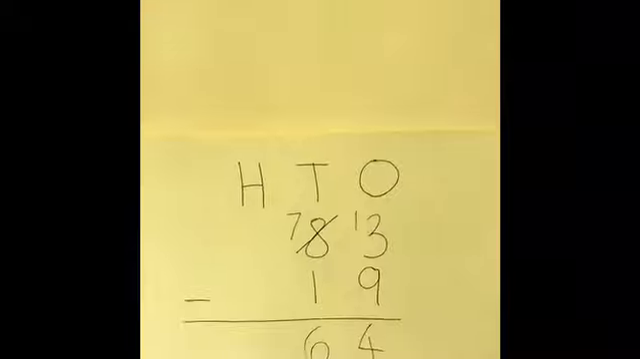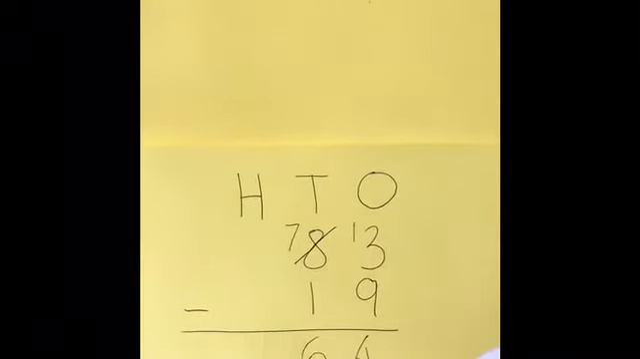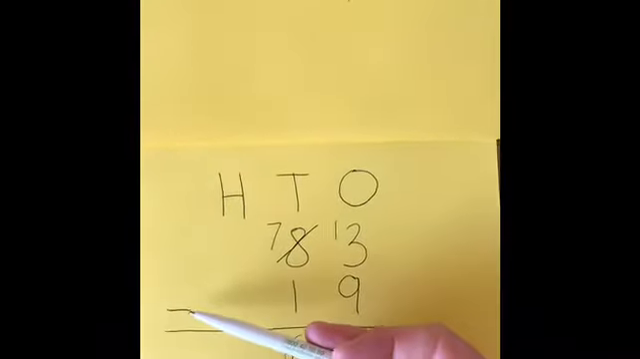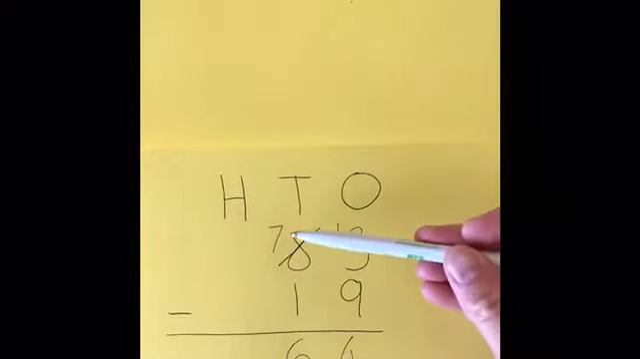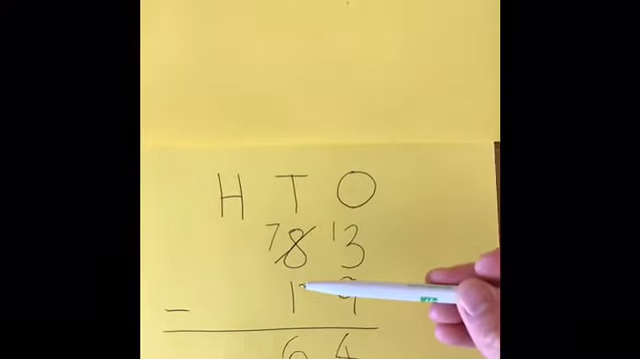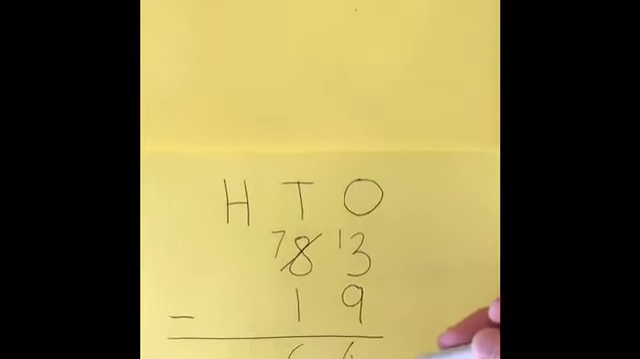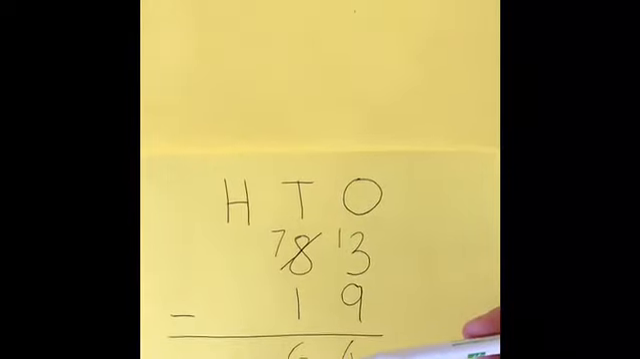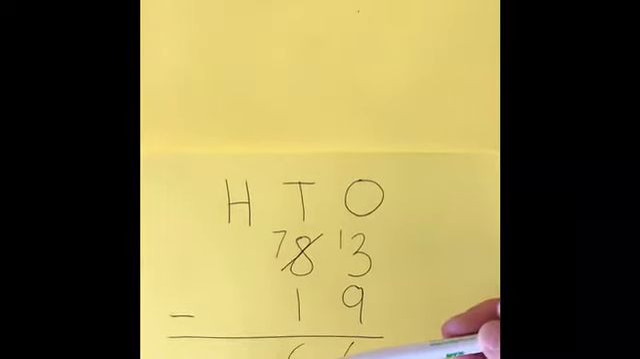Another common misconception here that children sometimes fall into the trap of is they forget they're taking away. So sometimes they might put 8 down here because they see 7 and 1, and straight away they think, oh, that's 8, because they're so used to doing additions. So they must always double check to make sure they've done the right operation.